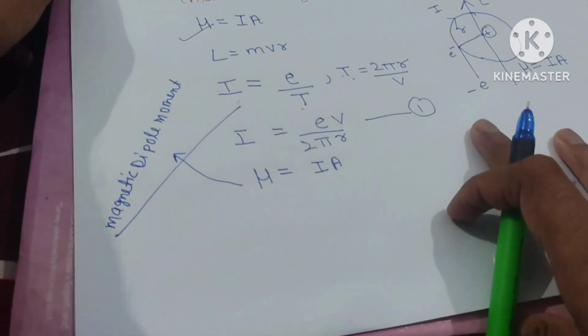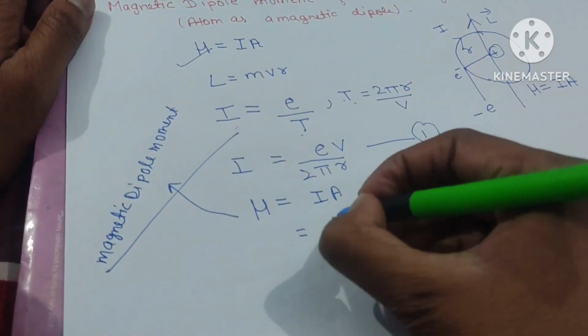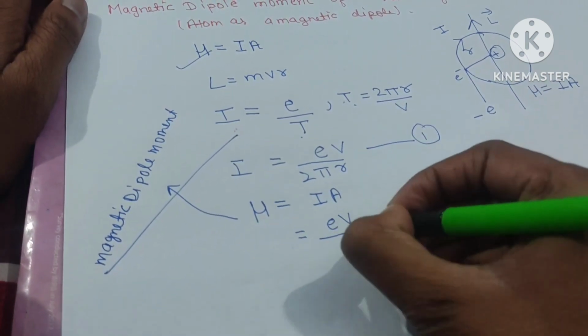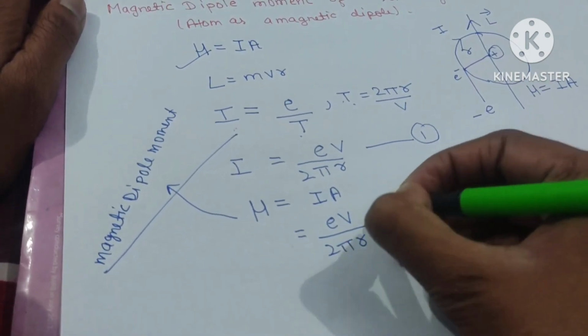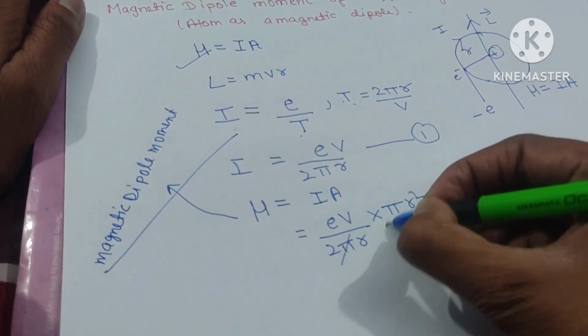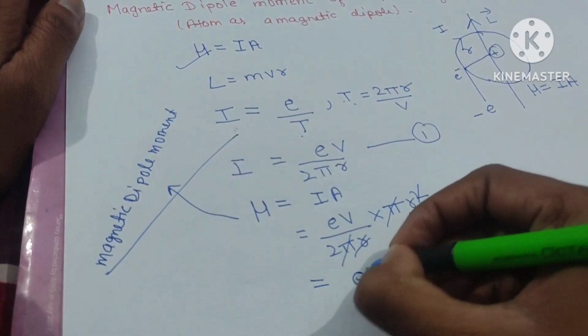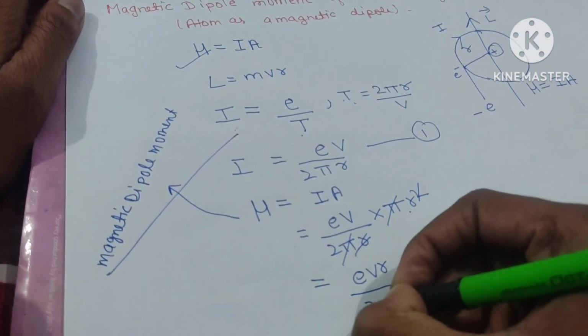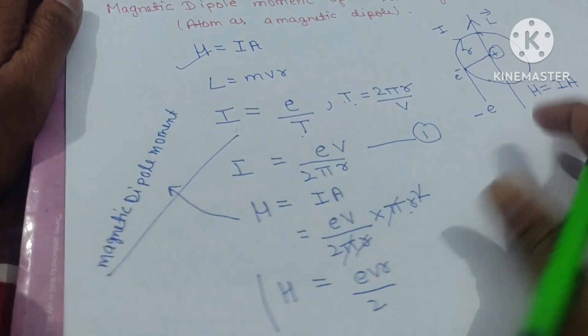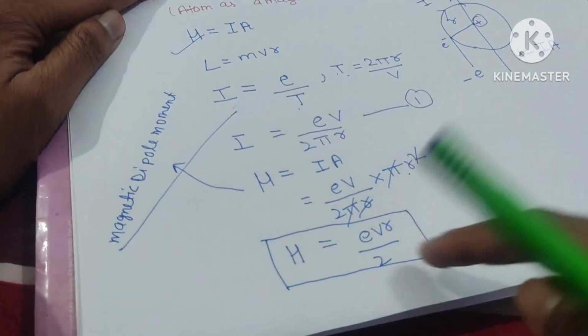So now what we'll do, we will put I value here, and we know area is pi r square. Area of a circle is pi r square. Pi will get cancelled, r will get cancelled, so we're left with e v r by 2. So it is a new, it is also an important formula.